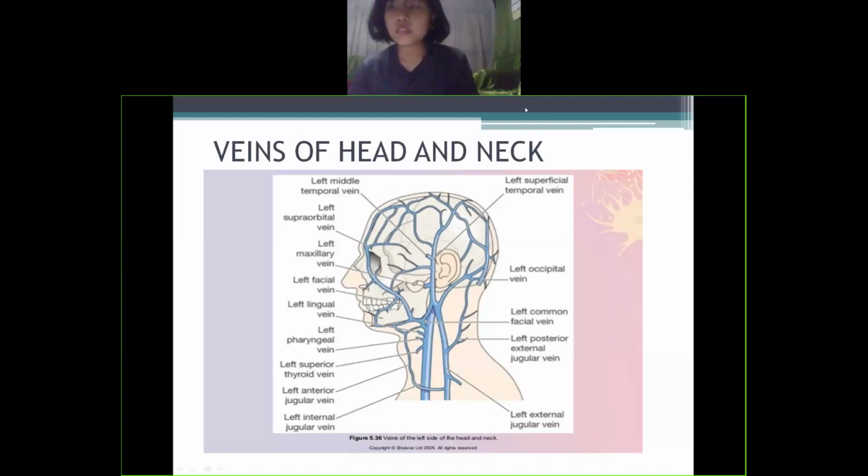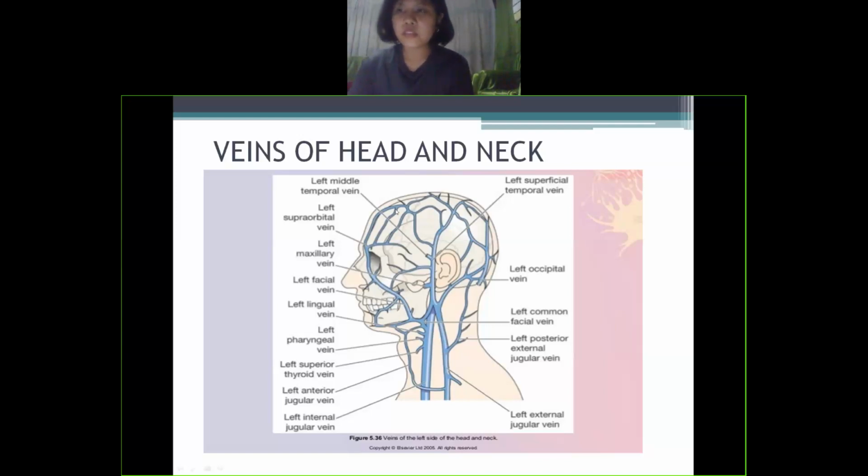So yesterday, we discussed the arteries of the head and neck. I mean, in the head and neck, what are the names of the arteries that we find? So today, we will be discussing the veins. What are the types of veins that you will find in the head and neck? So let us see what they are.